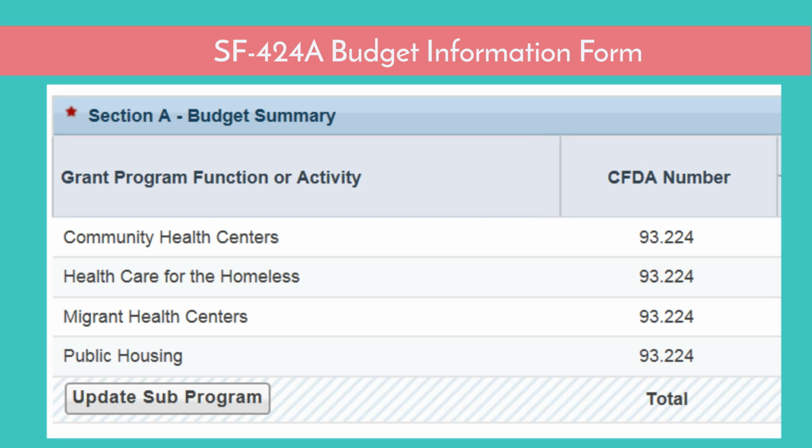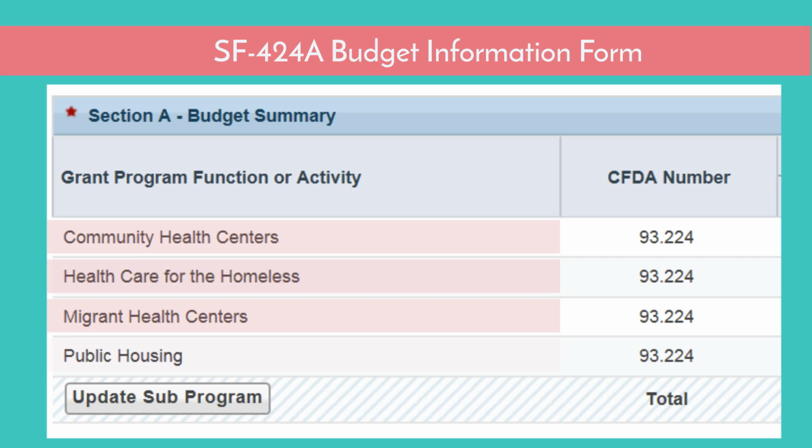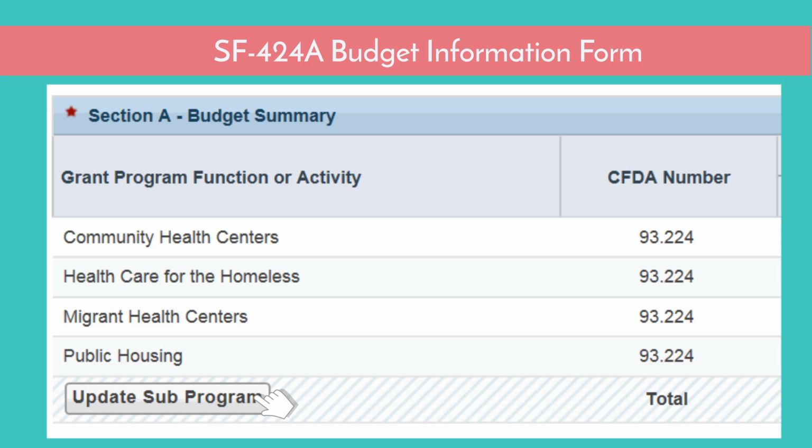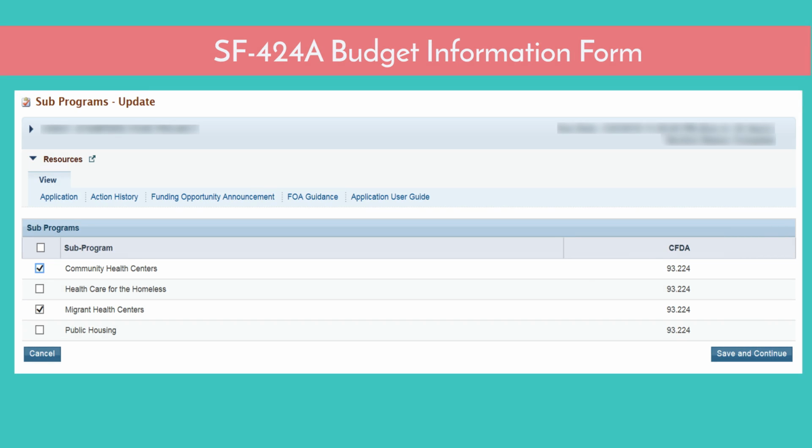The first step in a budget information form is selecting funding types or subprograms. You will select the funding type based on the populations that your NAP project will serve. The 4 health center population types are listed here. Click the Update Subprogram button to change the types that are listed. Then check the box next to the subprograms you're requesting funding for, or uncheck a box to remove it. In this example, we have selected community health centers and migrant health centers. Now click Save and Continue.